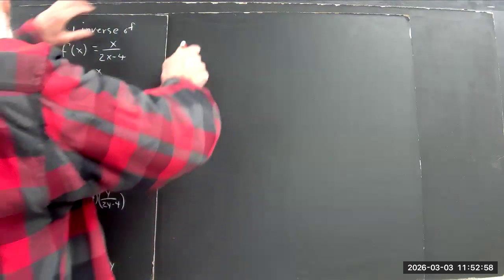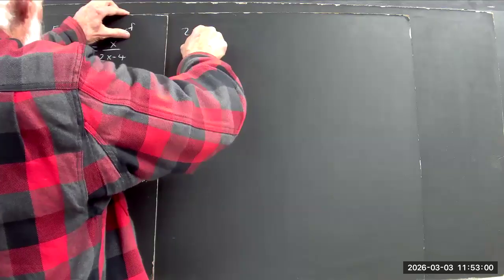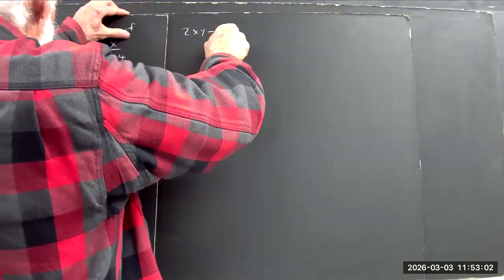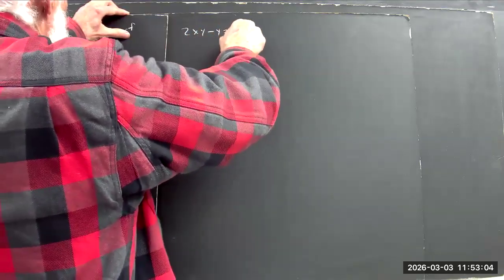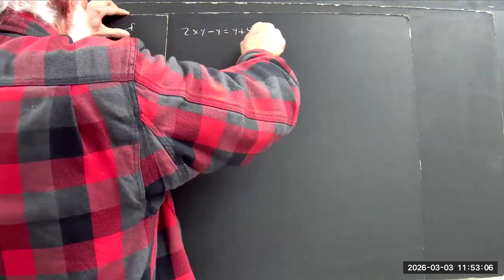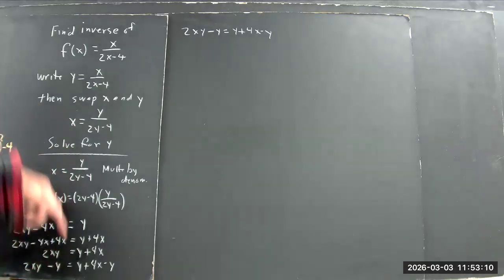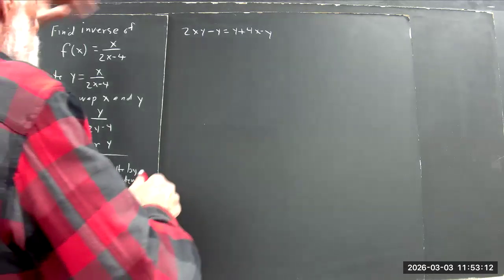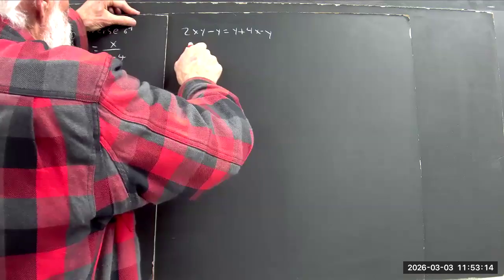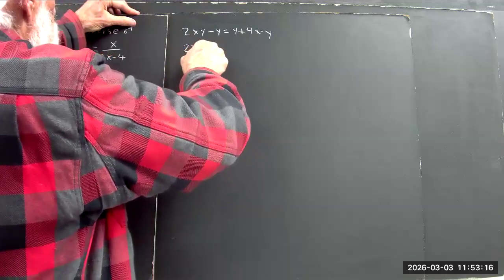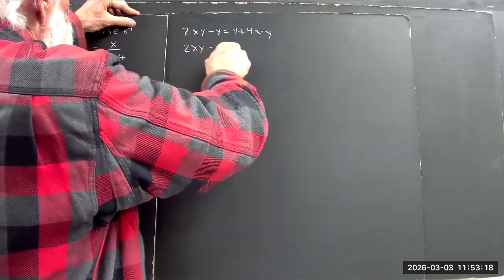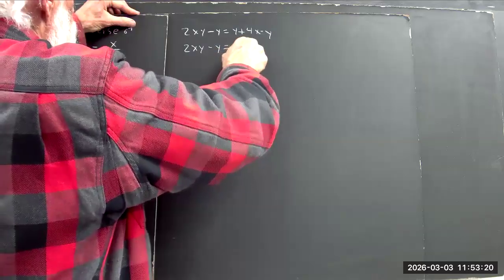Or here, and I'm going to write out 2xy minus y equals y plus 4x minus y, which is just where we ended up at the end of this column. Have to start a new column. We're out of room there. So that's going to give us 2xy minus y equals 4x.